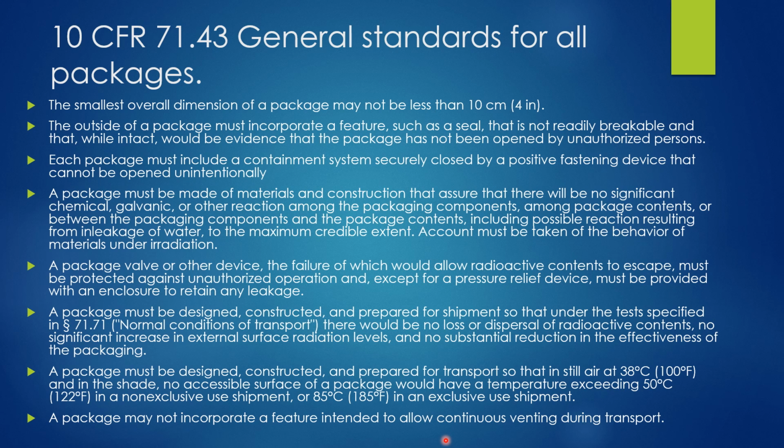Making sure that it can withstand air of 100 degrees Fahrenheit in the shade, and no accessible surface of the package will have a temperature exceeding 122 degrees Fahrenheit, or 185 degrees Fahrenheit in exclusive use shipment. So all of those bullet points are just making sure that it's not going to have some kind of reaction in transport, and if it does have any kind of leakage, it will be contained. And then a package may not incorporate a feature that allows it to vent into the air.